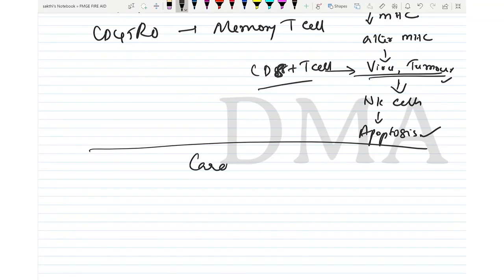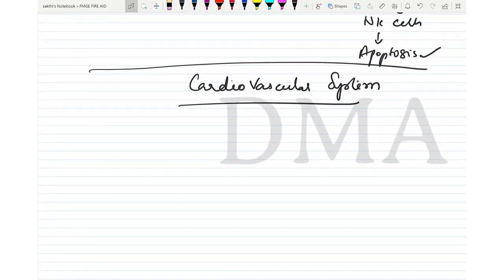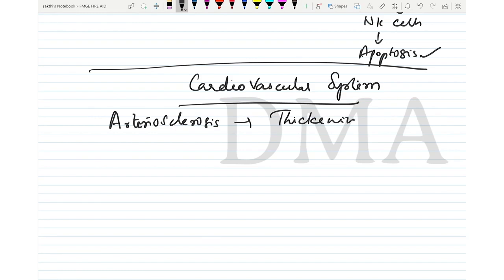System. So as such, we have a lot of disorders that are associated with the cardiovascular system. The first we are going to see is arteriosclerosis. So what is arteriosclerosis? Thickening of the blood vessel and luminal narrowing is what is called arteriosclerosis. You have three main types of arteriosclerosis.